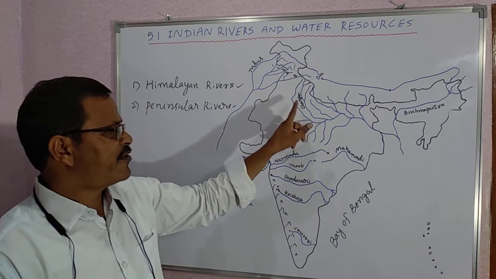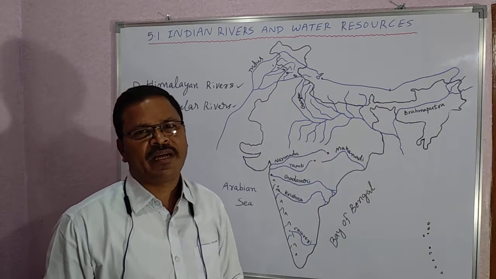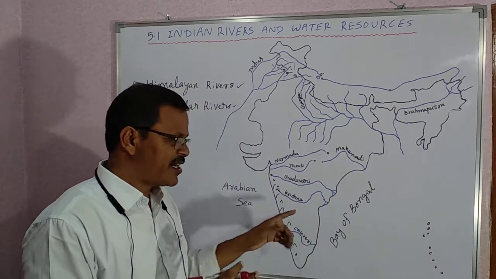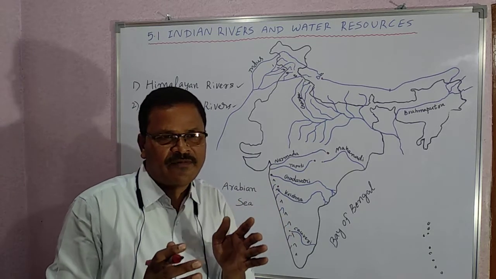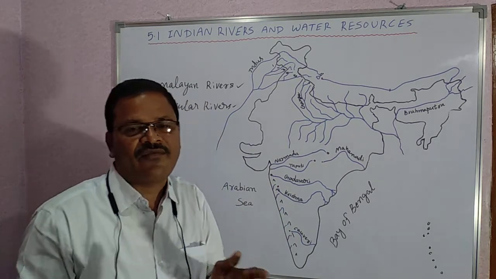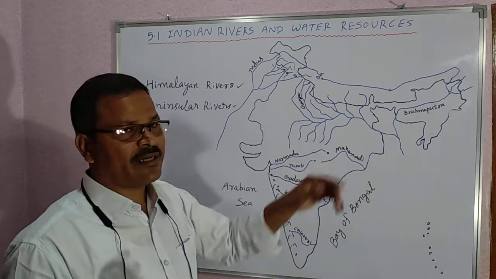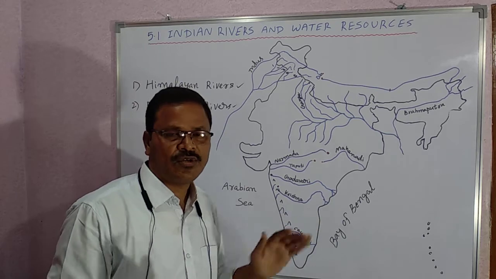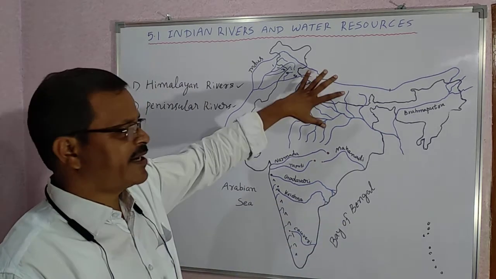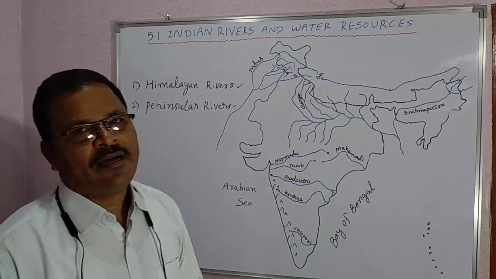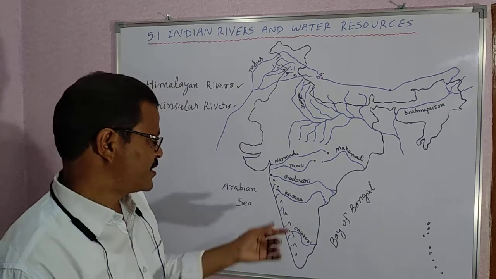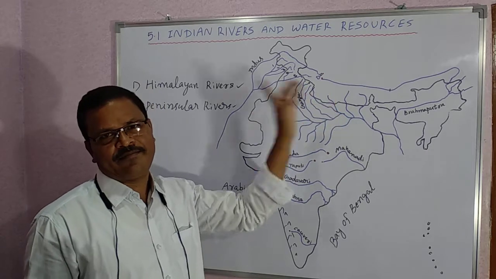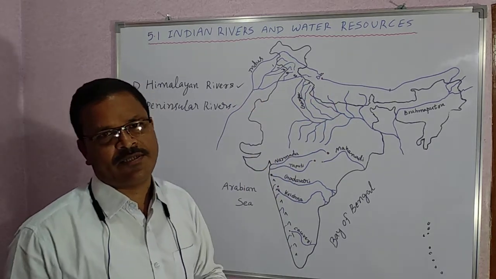These rivers have meanders, like Ganga. These rivers do not have meanders. These rivers have a fixed course, a fixed way of flow. These rivers may change their course, but they don't change their flow. These are perennial rivers. These are rain-fed rivers. These flow only in the rainy season. These flow throughout the year. That is the difference between these two rivers.